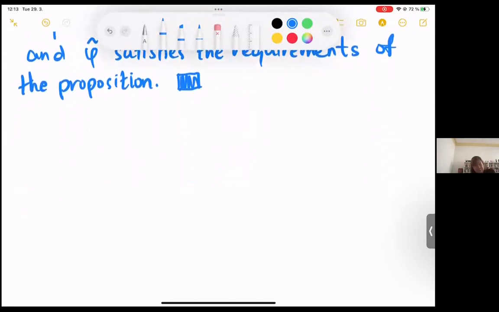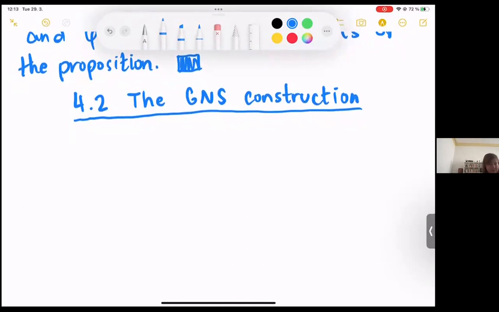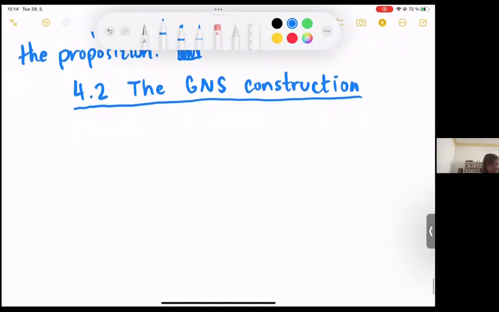Okay, so now we come to one of the most fundamental results in basic C-star algebra theory, and that is the GNS construction, Gelfand-Naimark-Segal construction, which will allow us to construct representations from linear functionals and hence give us this result that every abstract C-star algebra is in fact concrete, up to isomorphism.